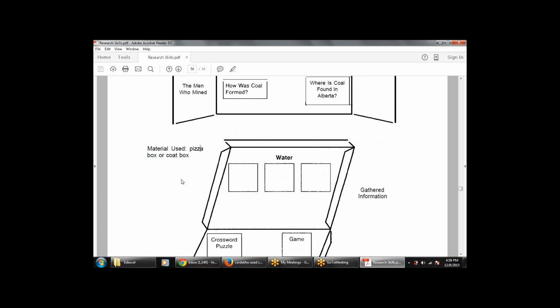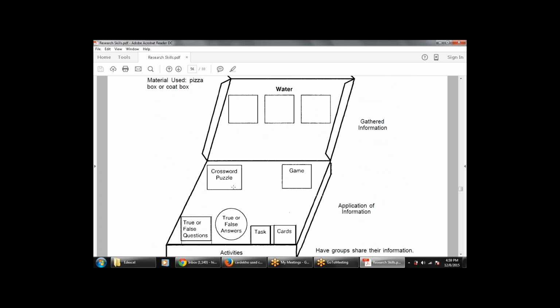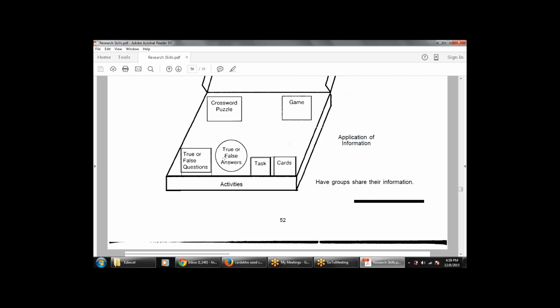Then that includes the pizza box or the code box. So the pizza or the code box is available for gathering the information. That includes the water gathered information that is used over here. Then the crossword puzzle, game, true or false question. These are the various activities through which we can get the information.